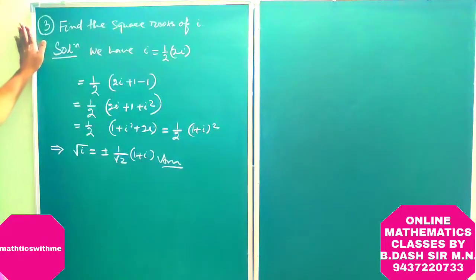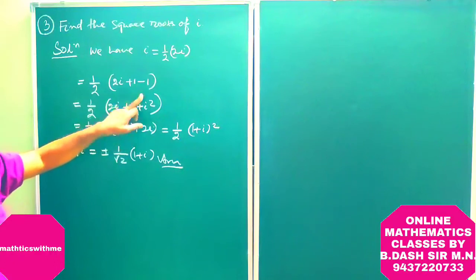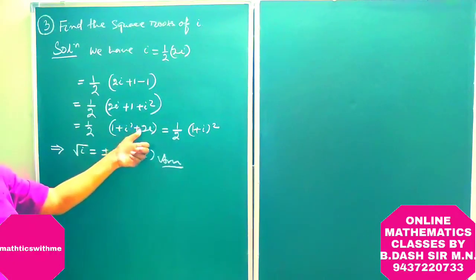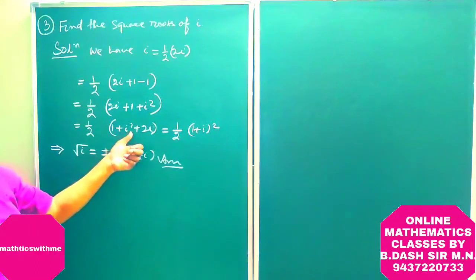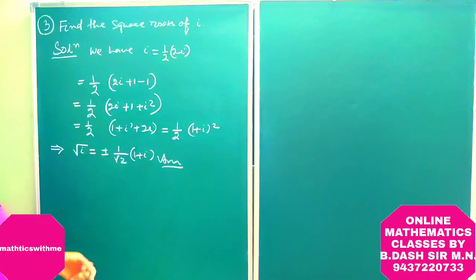So here the question is to find the square root of i. i = 1/2 × 2i. Now 2i is adjusted as 2i + 1 − 1. This −1 is i². So we are getting 1 + i² + 2i, which is (1 + i)². Therefore the square root of i is ±(1/√2)(1 + i).